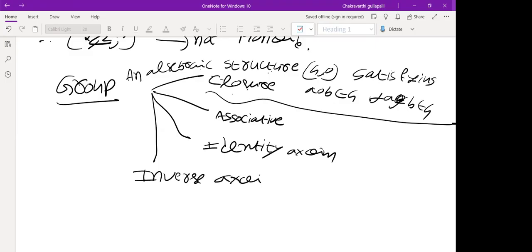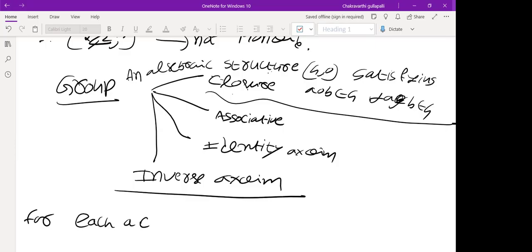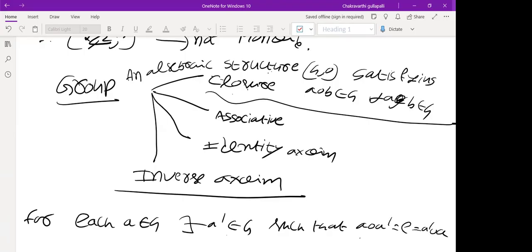What is the inverse axiom? I have to define it. For each A belonging to G, there should exist a corresponding A prime such that A circle A prime is equal to E, which is A prime circle A. For all A, this differs for each A. If only A circle A prime equals E is satisfied, then A prime is called the right inverse of A, because it is to the right of A. If A prime circle A is equal to E, then A prime is called the left inverse.